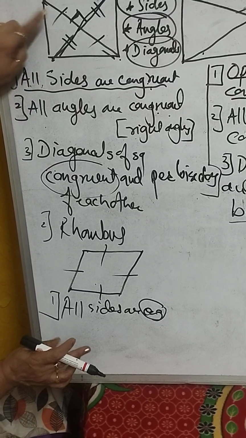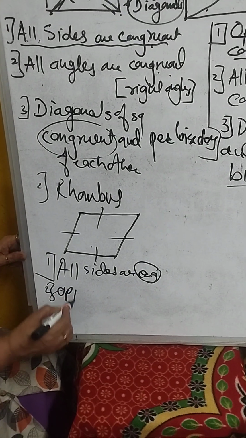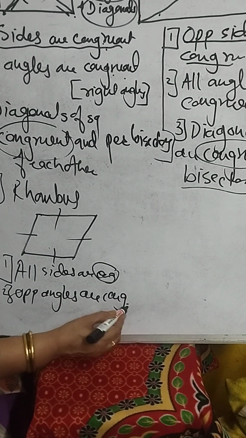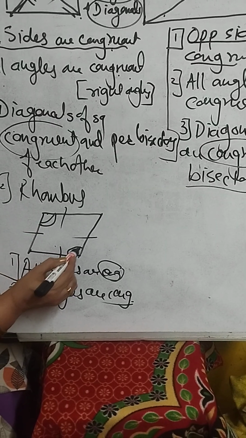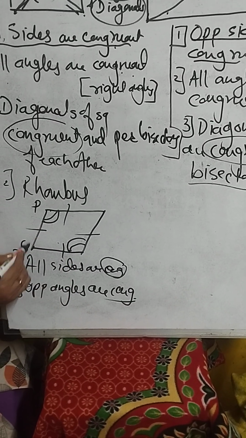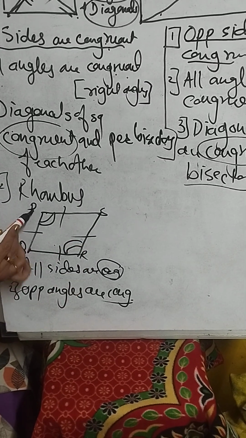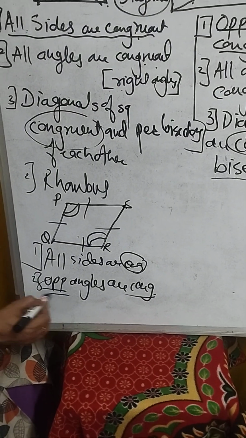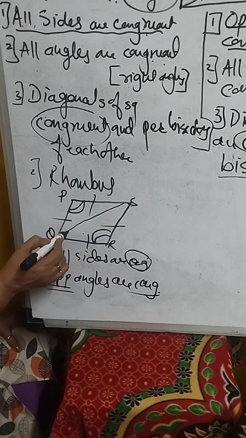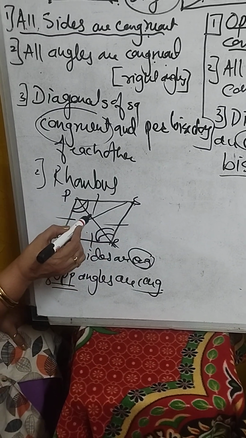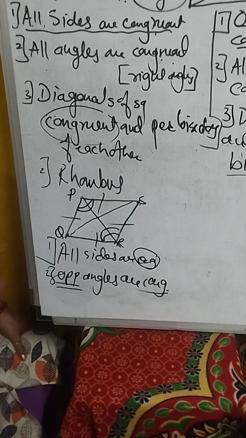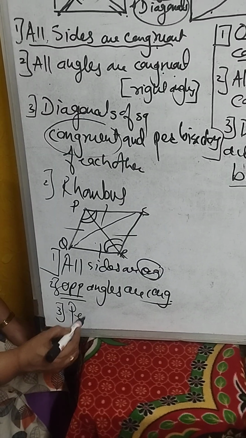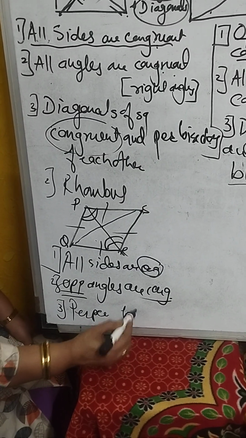Angles: in a square, all angles are 90 degrees. Here, opposite angles are congruent. I explained in the previous lecture that opposite angles means angle P is congruent to R, and angle S is congruent to Q. Opposite angles are congruent. What is about diagonals? Diagonals are perpendicular bisectors. They are not congruent. What is the similarity again? They are perpendicular bisectors.